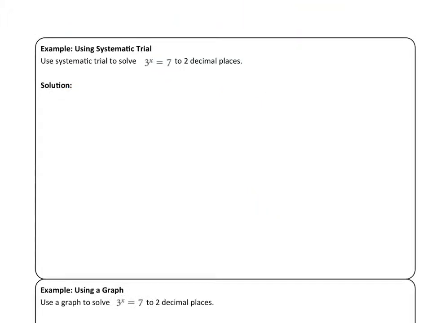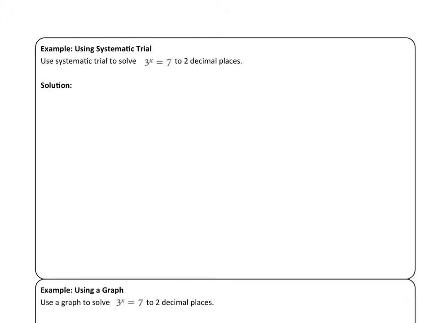So sometimes it's not as easy to find a common base. So this is where you might use what's called systematic trial. Basically what we do is trial and error. So what you're going to do in this case, to 2 decimal places, is substitute values in for x and try to see how close you can get.